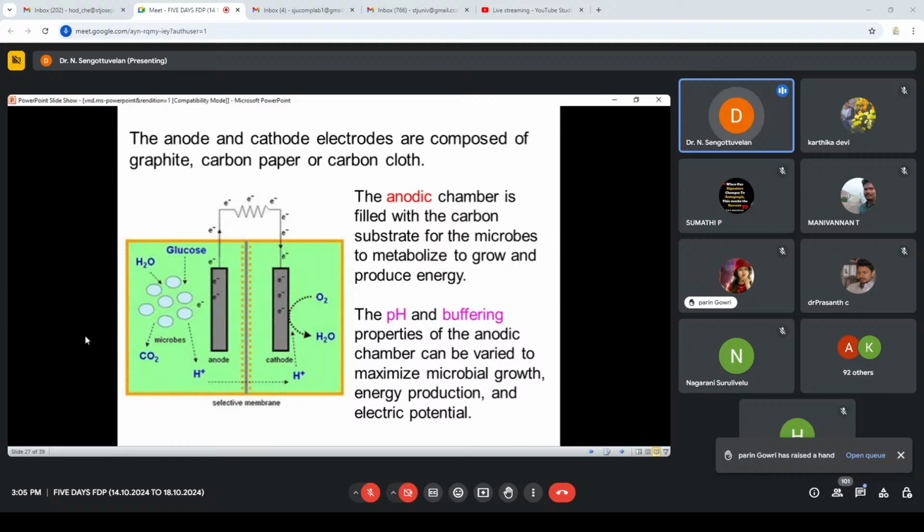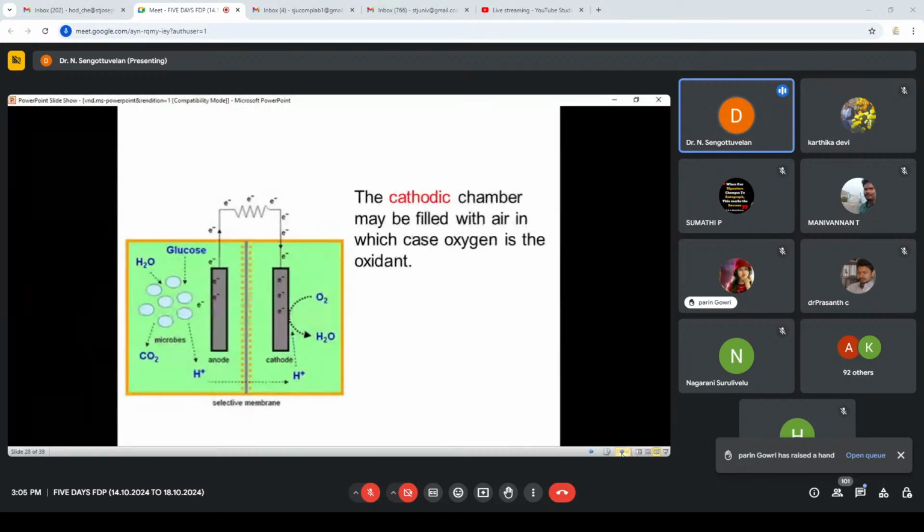Similarly, I can adjust the buffering action of the anodic compartment. As a result, we have to check what potential is going to be generated. This is my area of research in microbial fuel cell. The rest of the things remain common for me. However, I am concentrating only on pH as well as the buffering action of this slurry which is present in the anodic compartment.